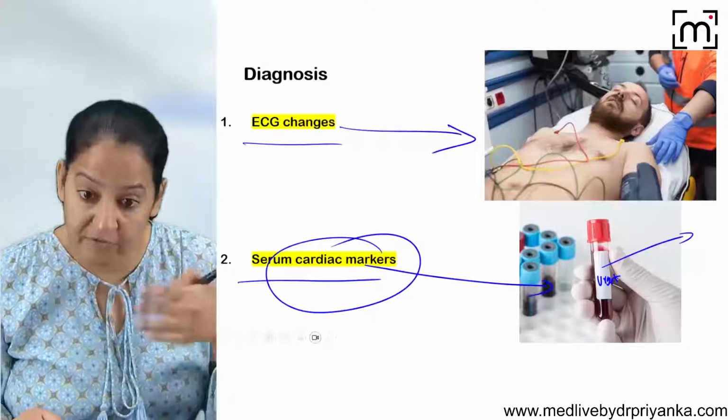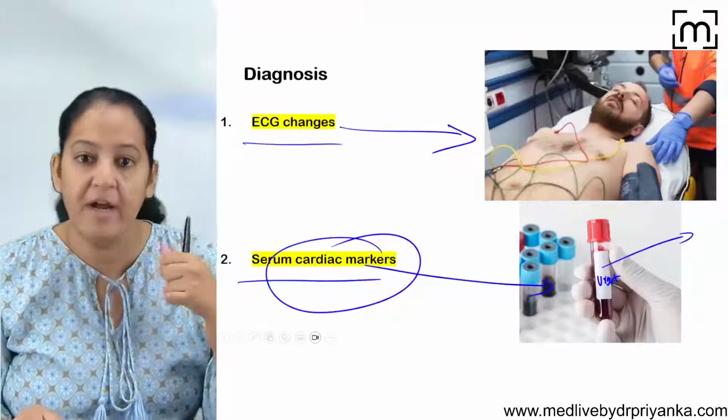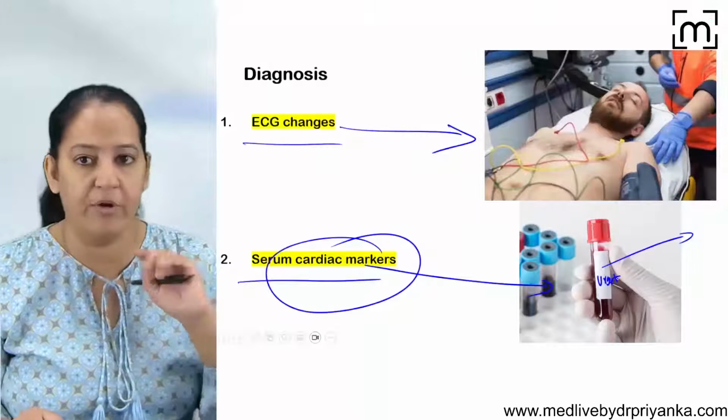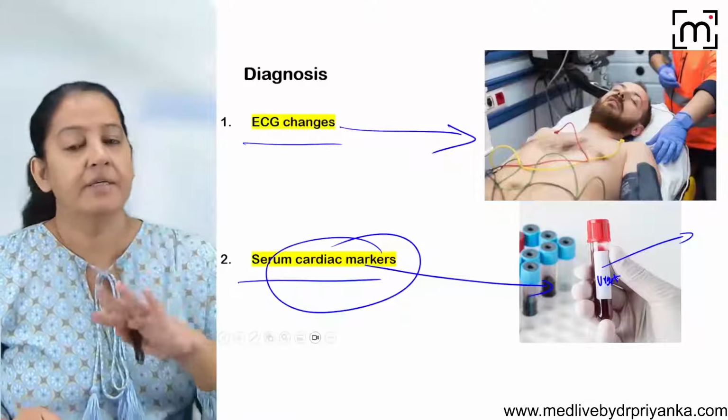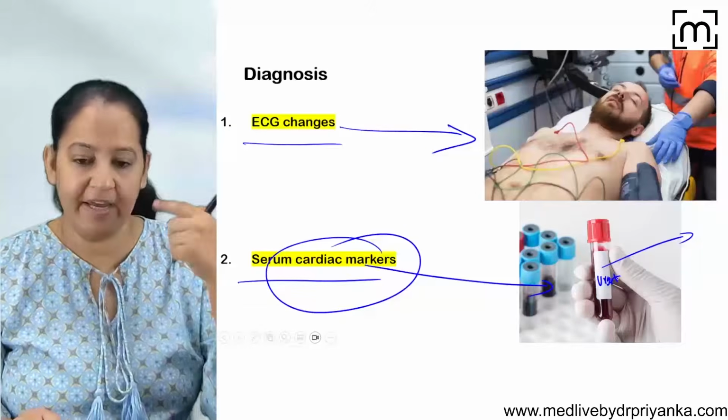It's very urgent to inform the report immediately on phone only. Don't wait for the printed report. On phone only you can ask the report from the pathologist in the laboratory. Okay. So here we are doing 2 things, ECG and cardiac markers.